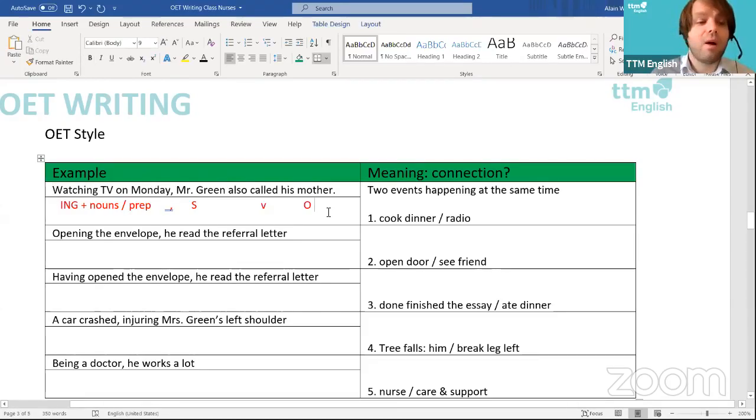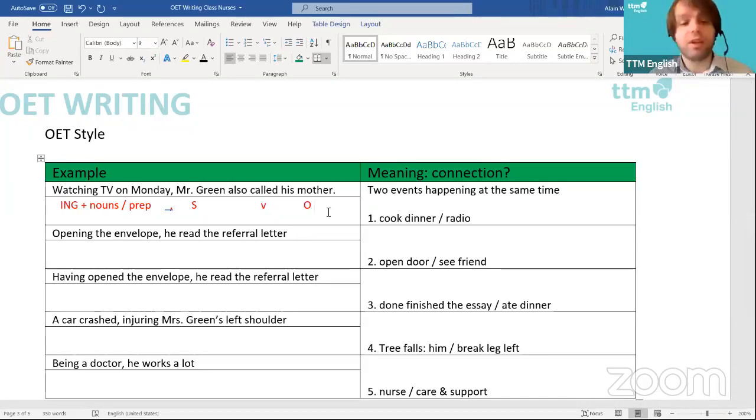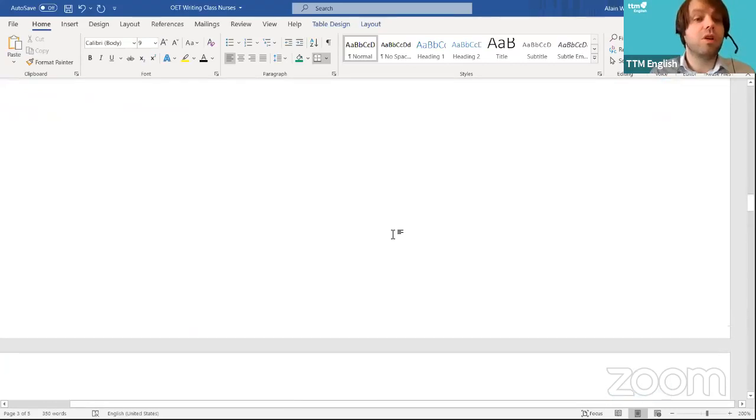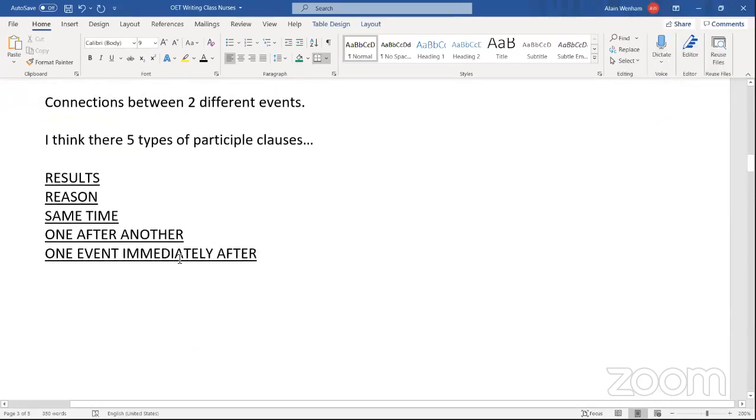Okay, now let's try another one. Thank you, Mittal. Opening the envelope, he read the referral letter. Let me ask Karina if you're there, or Manuela. Yes. Opening the envelope, he read the referral letter. I think it's one event after another. Yeah, but remember that we got two, immediately after.